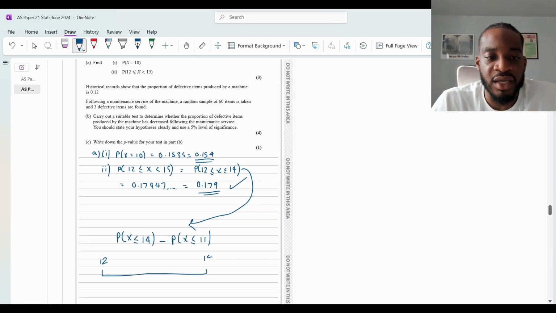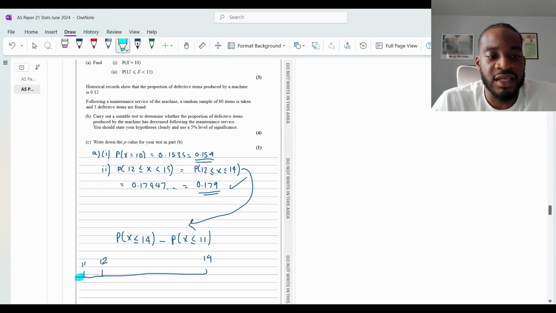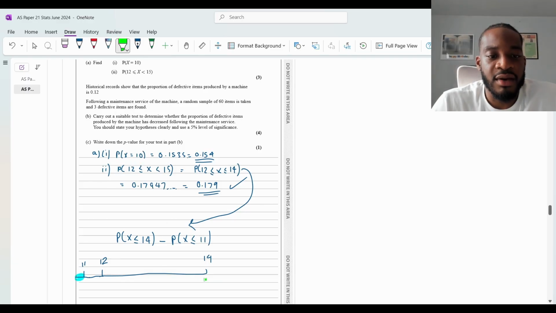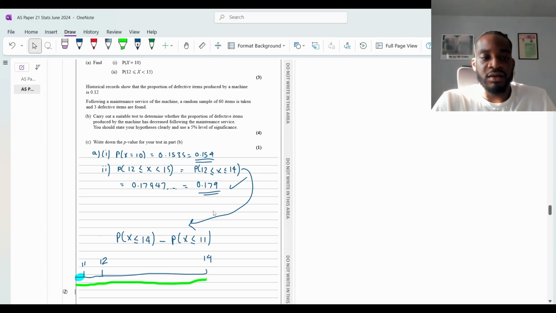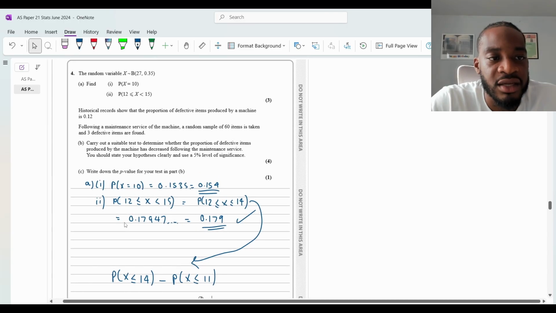So 12 is there, 14 is there, and let's say 11 is there, right? You would take away everything to the left of 11 from everything up until 14, and that will leave you with that part between 12 and 14. So that's how you would do it if you're using another calculator. But yeah, that is it for part A. So let's go into the hypothesis testing in part B.